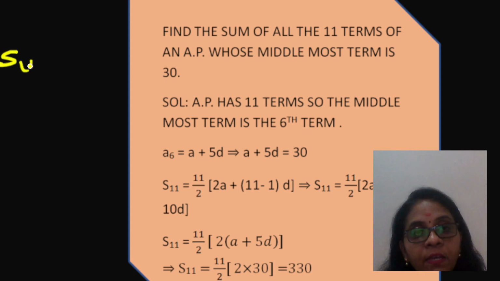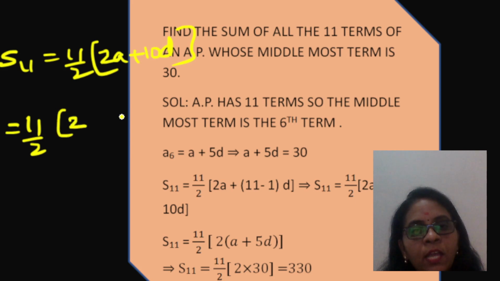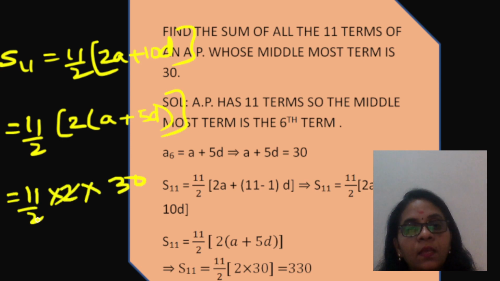So S11 is equal to 11 by 2 into 2a plus 10d. The answer lies here: 2a plus 10d. This much maths we all know, right? If you take 2 common, you can write it as a plus 5d. Now what is this a plus 5d? It is 30. So it is 11 by 2 into 2 into 30, which is equal to 330.